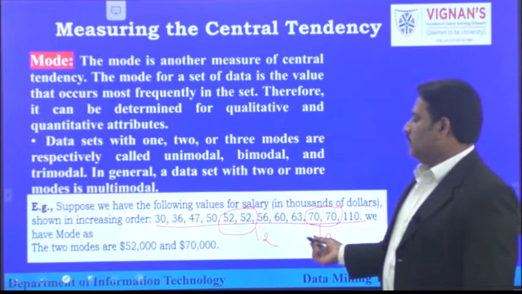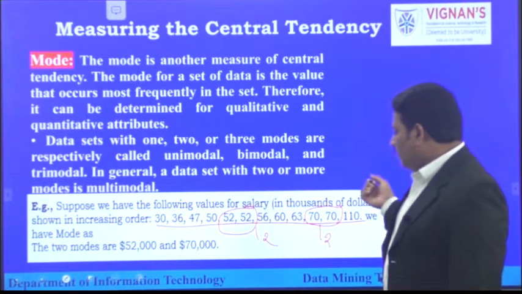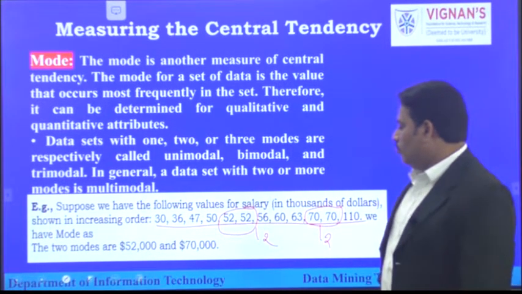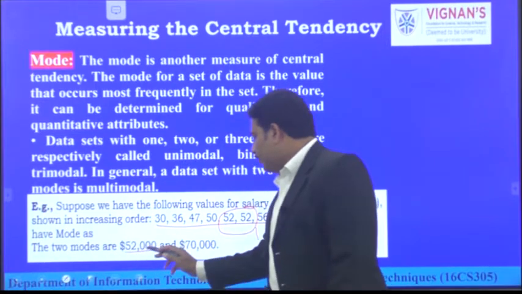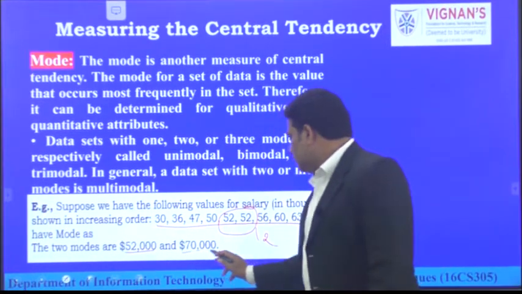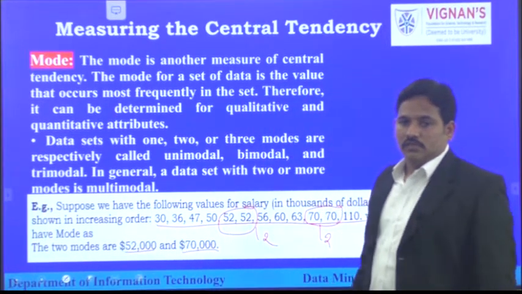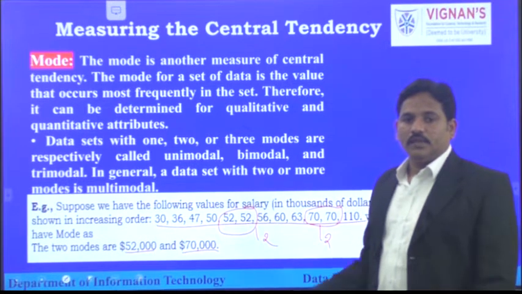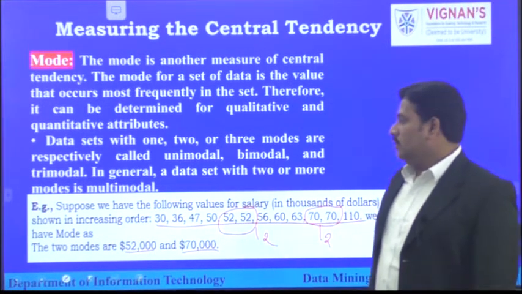So here, in the given example, we have two modes, they are $52,000 and $70,000. That means these two values are repeated 2 times.